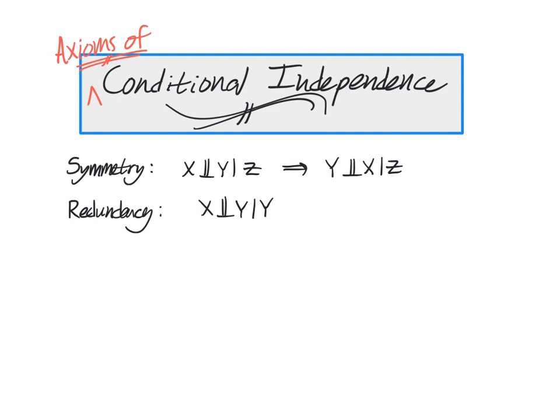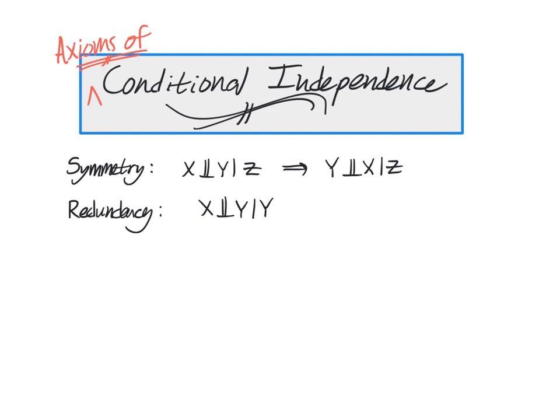To understand the motivation for the name, recall the definition of plain vanilla independence. X and y are independent if and only if learning y tells you nothing you didn't already know about x. Viewed from this perspective, the redundancy property can be read as follows. It says that if you already know y, in other words, conditional on y, then learning y can't possibly tell you anything new about x.